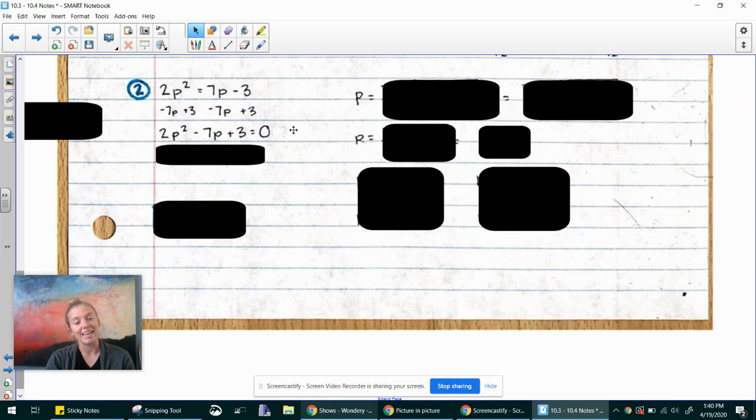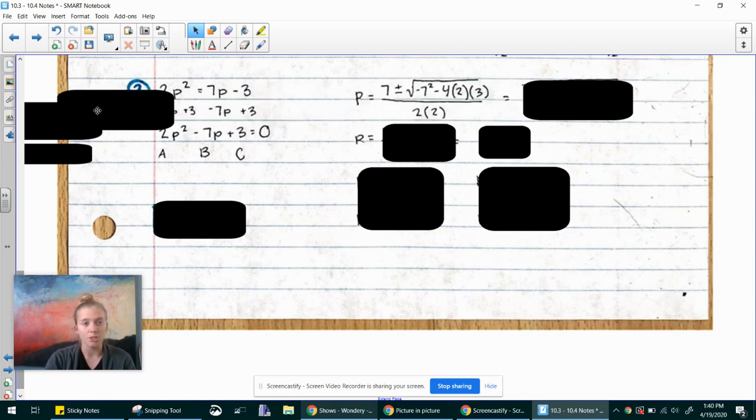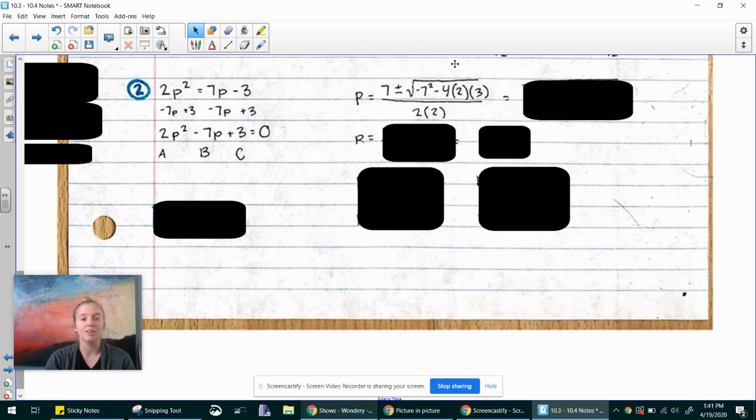Now I'm going to identify a, b, and c so I know what to substitute into my formula. A is 2, b is negative 7, and c is 3. Once I know those numbers, I'm going to substitute them into the formula. So x equals negative b. Here, b was already negative, so when we negative and negative, it becomes positive 7. And also, I realize this is a p and not an x, but the formula works the exact same way no matter what your variable is.